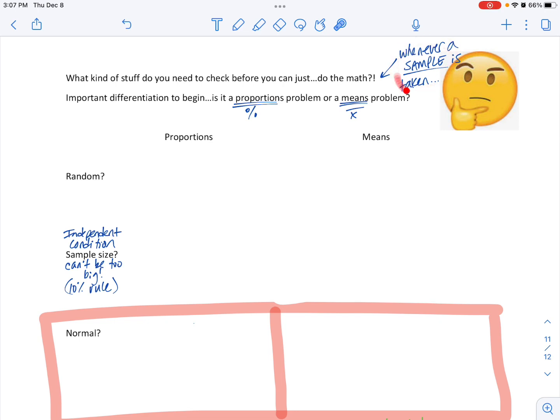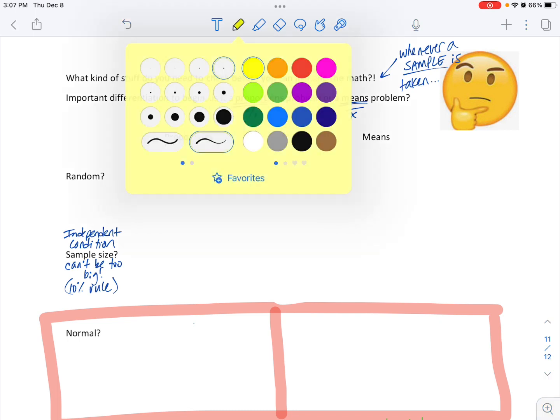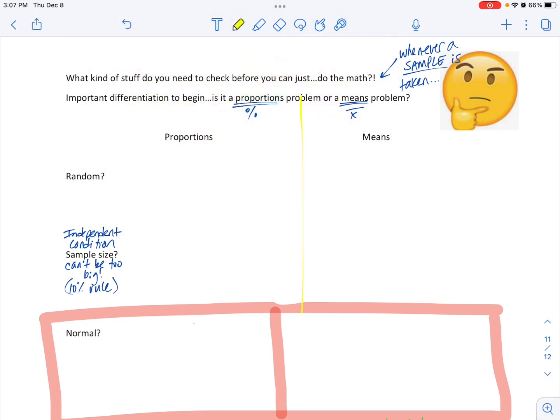Whenever you take a sample, you got to check stuff. The first thing that we check, and we need to make sure that we can separate whether it is a proportions problem. Are we dealing with a percentage? Or is it a means problem? Are we talking about like an average X value, not a percentage? So we need to be able to separate between the two. I've got like this chart here that I'm ready to kind of talk about, okay? You can see that I'm separating between proportions and means.